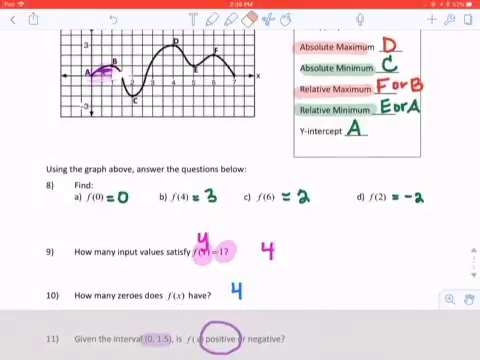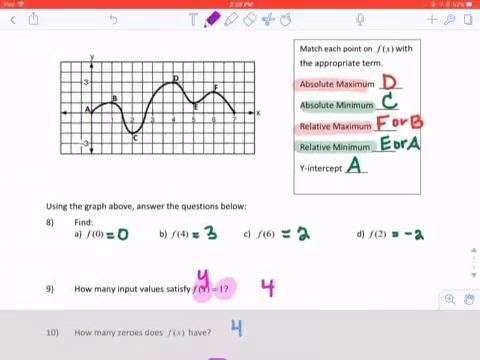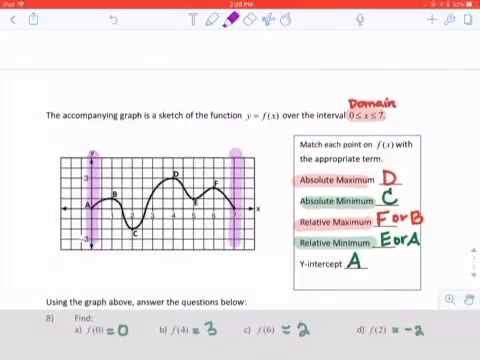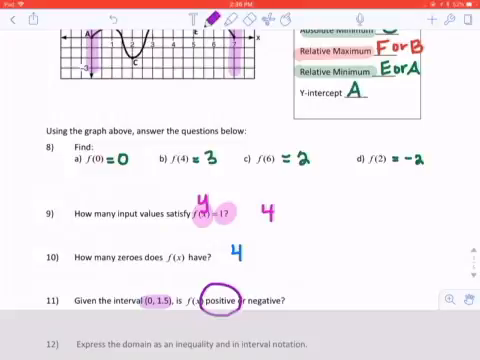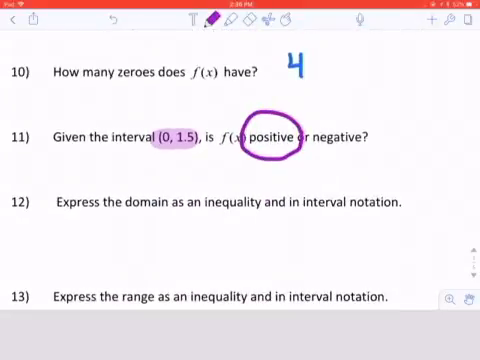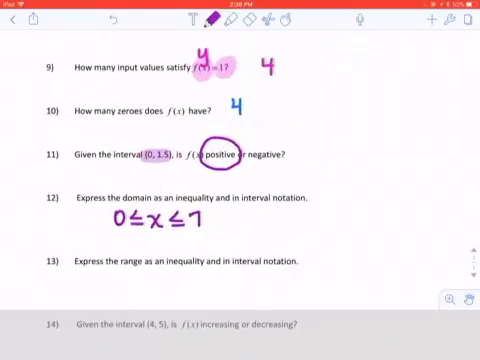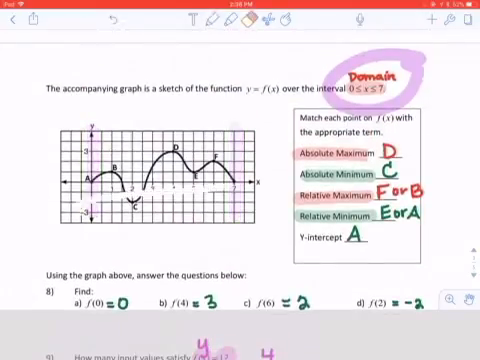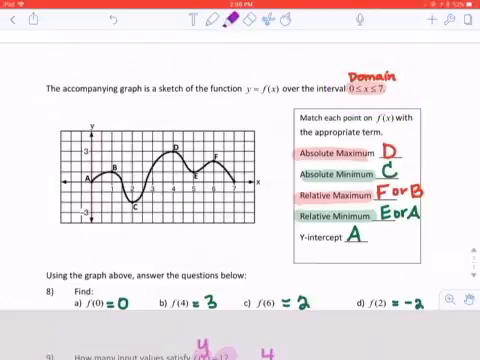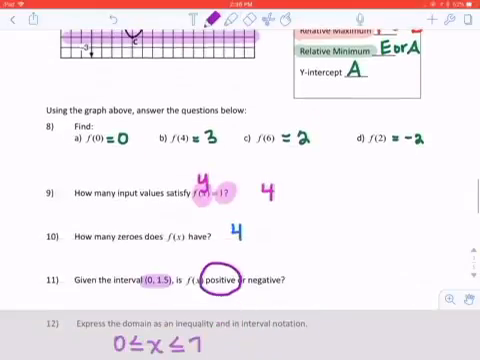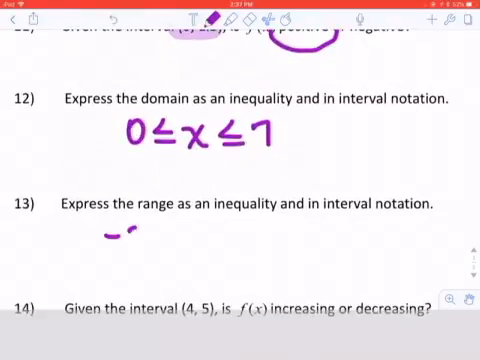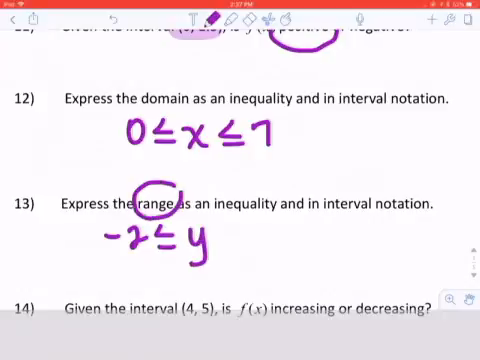And again, domain and range. So domain, furthest left, 0, to furthest right, 7, which we knew. I told you that was the domain up there. So the domain is 0 is less than or equal to x is less than or equal to 7. And then the range is the lowest, which is -2, to the highest y value, which is +3. So your range is -2 is less than or equal to y. Remember, range is always y, is less than or equal to 3.